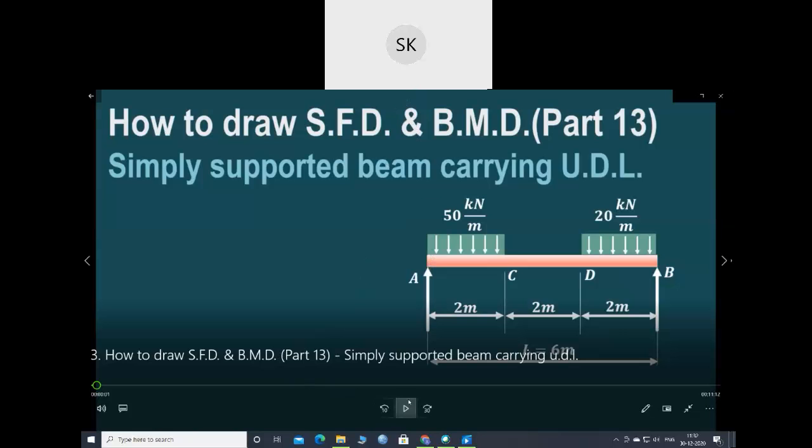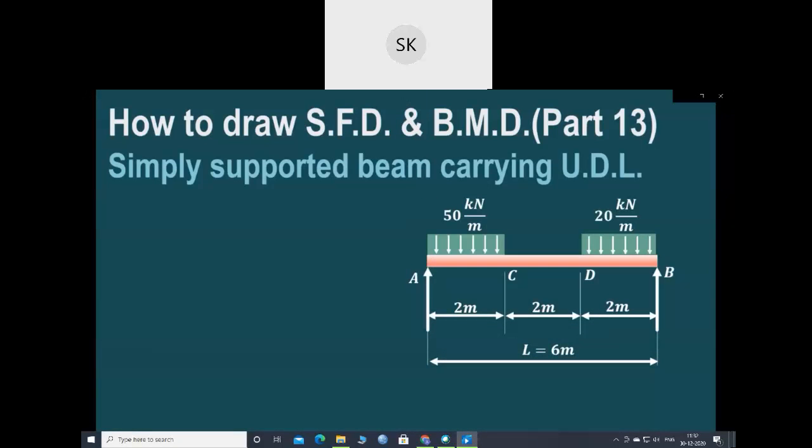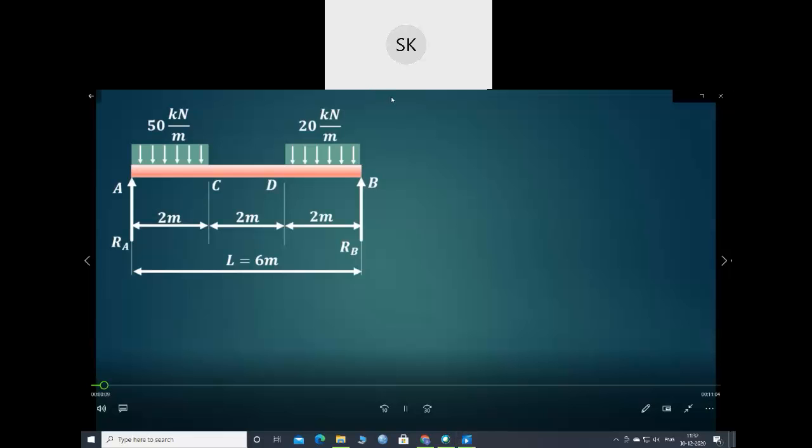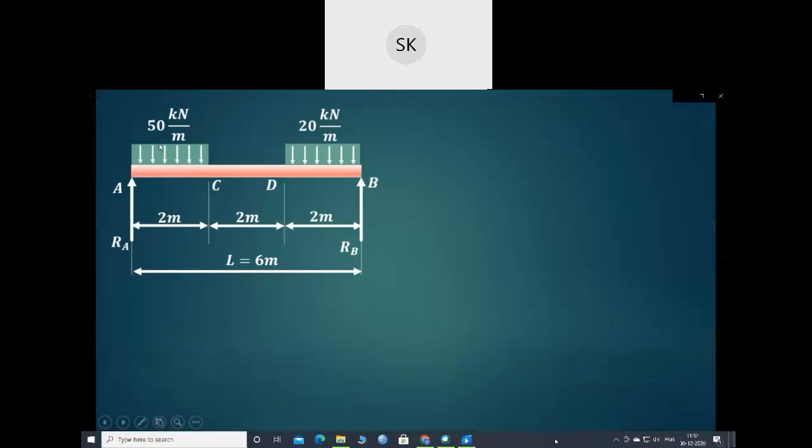So let's continue. To understand how to draw shear force diagram and bending moment diagram in case of simply supported beam carrying uniformly distributed load. Now the arrangement of the beam is as shown over here. The UDL of 50 kilonewton per meter is acting for a distance of 2 meter from the left hand support A, and a uniformly distributed load of 20 kilonewton per meter is acting at a distance of 2 meter from the right hand support B. Now first thing we have to find out these reactions RA and RB.